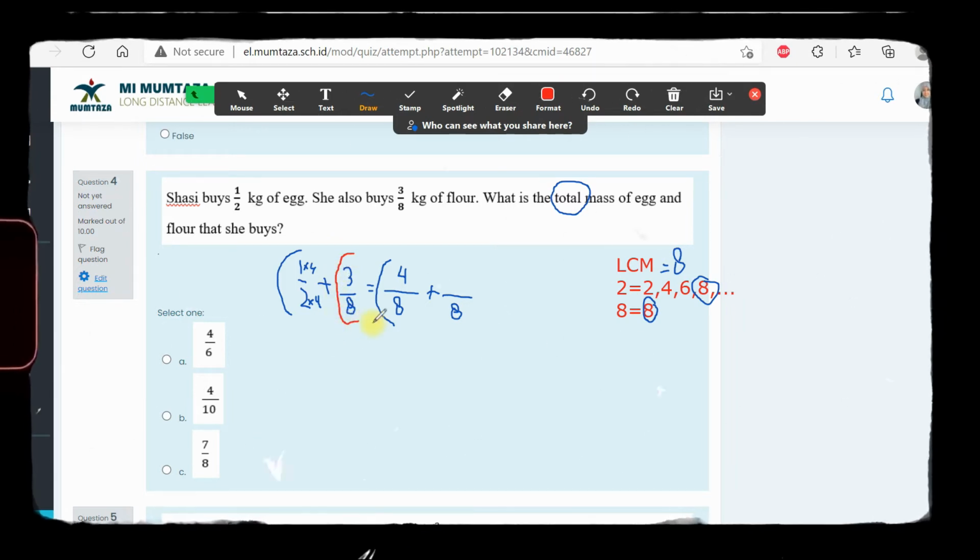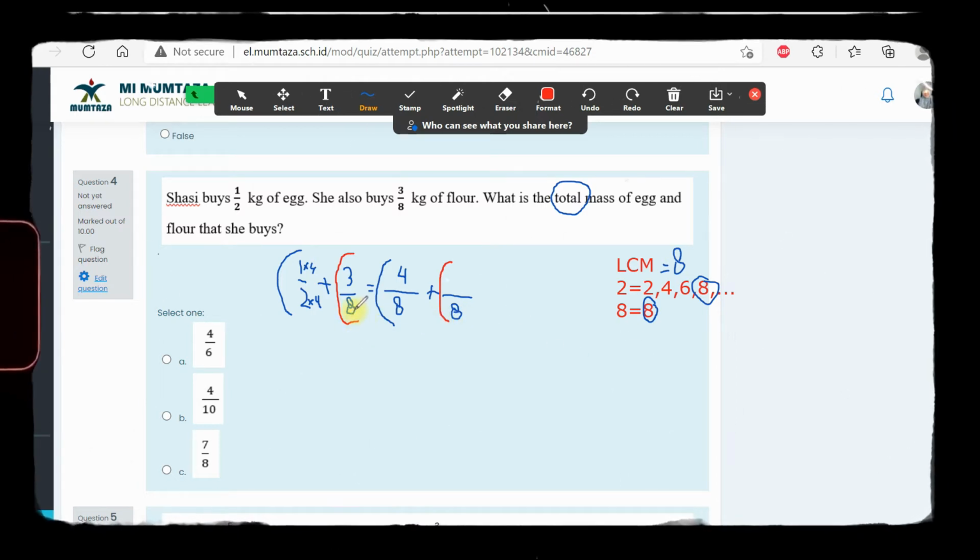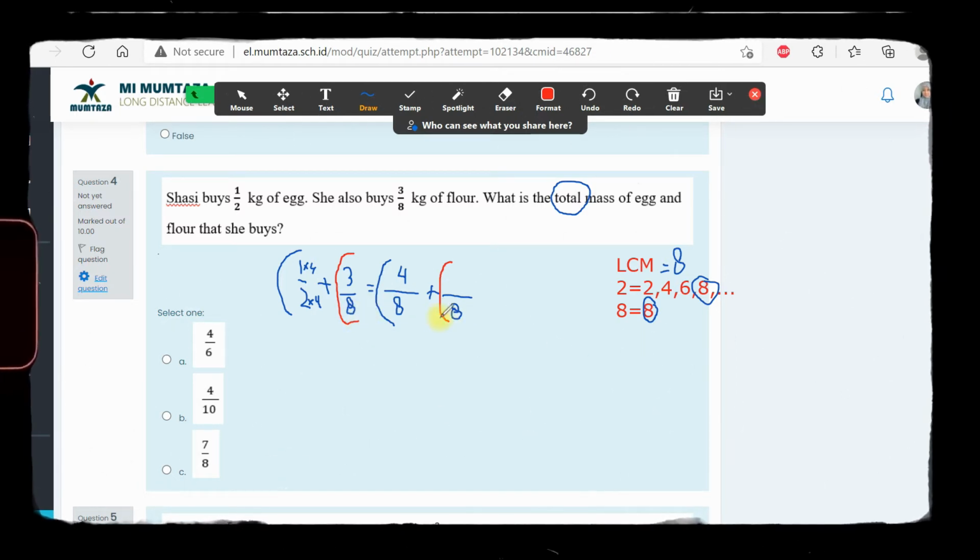3/8 becomes something over 8. Look at the bottom number, it's the same. 8 times something becomes 8. 8 times 1. Because the bottom number is times 1, the top number is also times 1. 3 times 1 becomes 3. So we can put number 3 here.